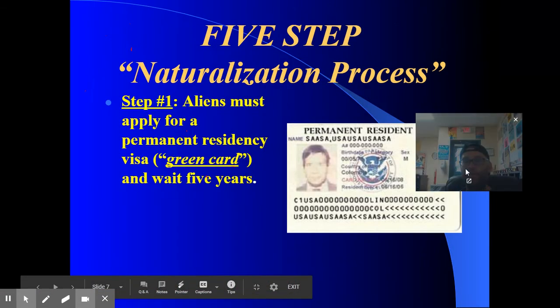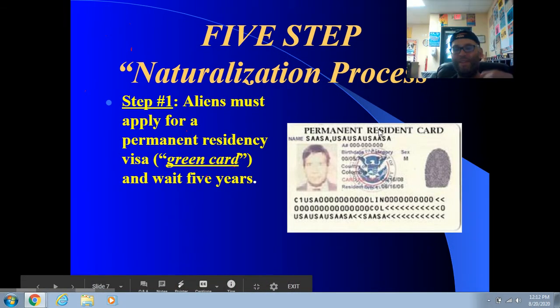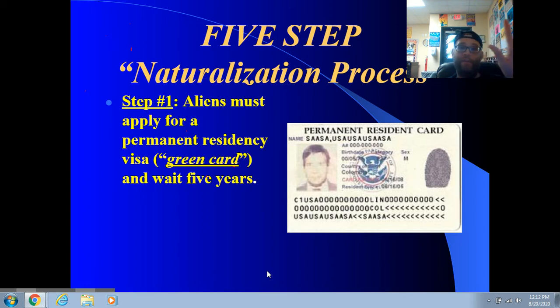Okay, so how do you become a naturalized citizen? Again, for anyone that's a native-born citizen, it's really easy. You're a citizen the second you're born. But for people who want to move to this country and become a citizen, there is a strict naturalization process with basically 5 steps or requirements, okay?